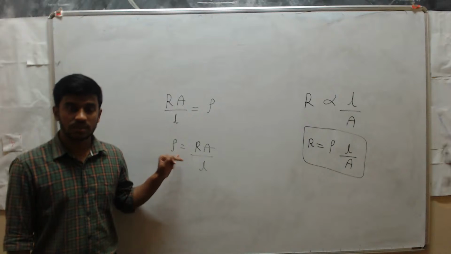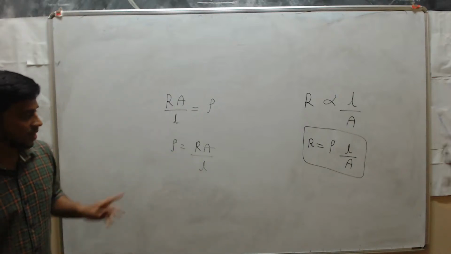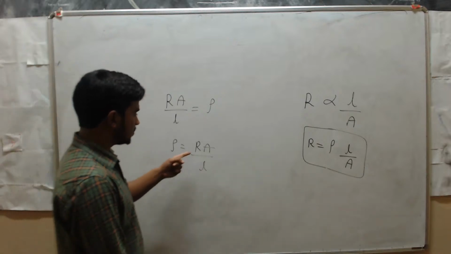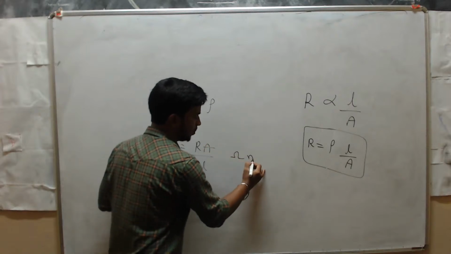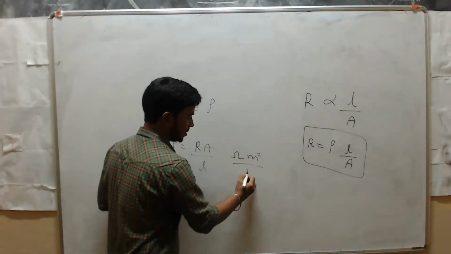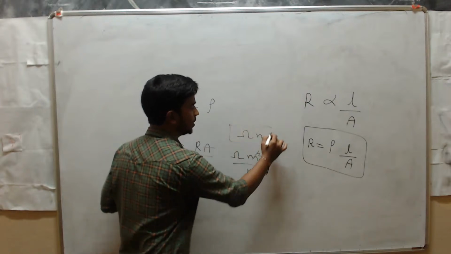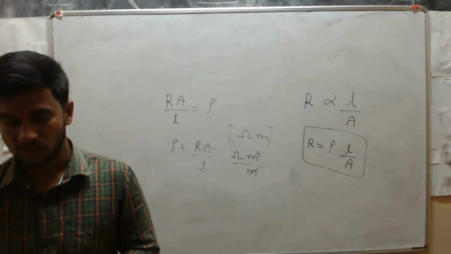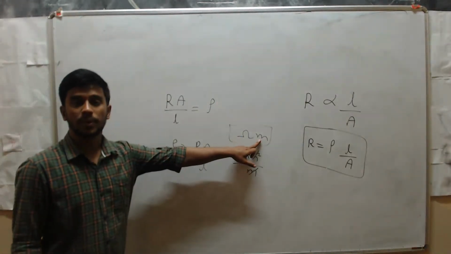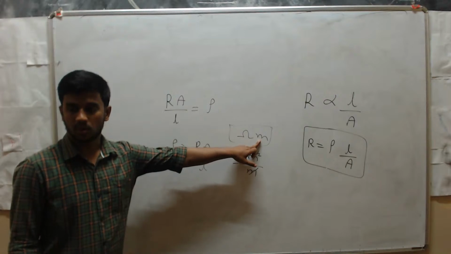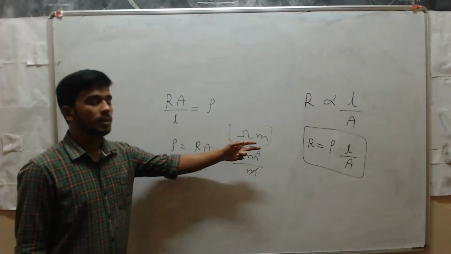Already you know what resistance is: it is the specific resistance of the conductor. Now, see here, rho. Resistance we measure in ohm, area in meter square, length in meter. So meter cancels, and the remaining unit becomes ohm meter. So the SI unit of resistivity is ohm meter. Are you getting my point?